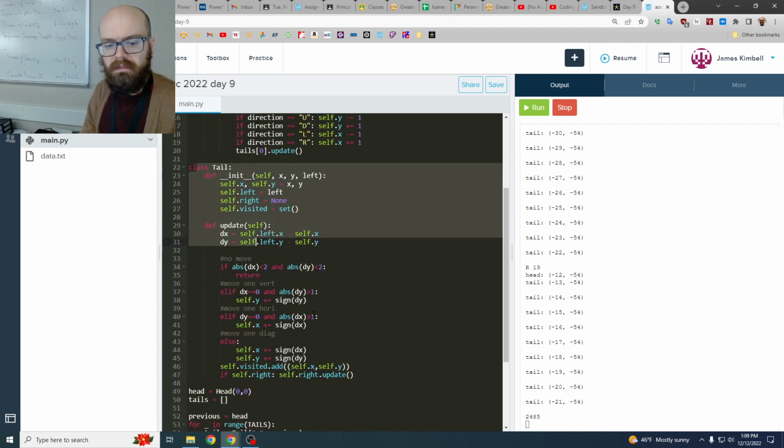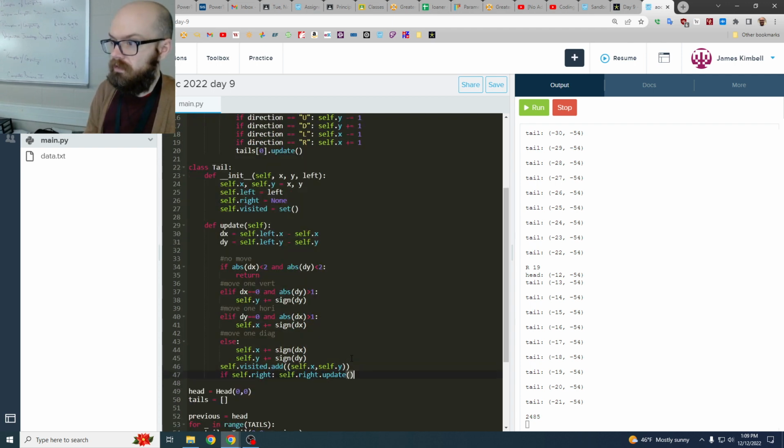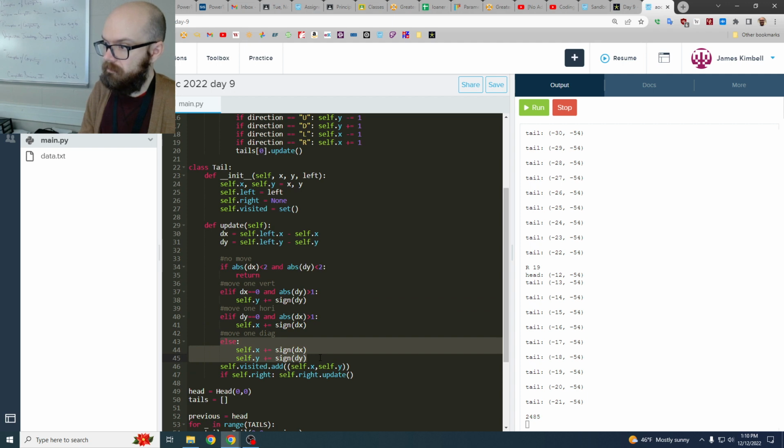Then the tail is a little more interesting because it has to follow, and the way it follows is I have it pretty much keep track of everything inside of the object. It doesn't get told much from outside, so it knows what's on the left, it knows what's on the right, and it knows where it's been. It has this update, which is to say, okay, we're not going to move if we're close enough. We're going to move vertically sometimes, horizontally sometimes, and then diagonally sometimes.